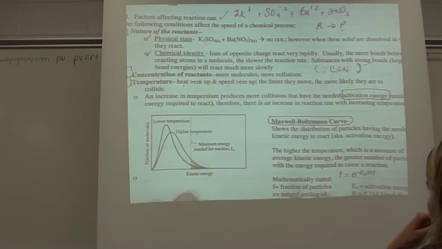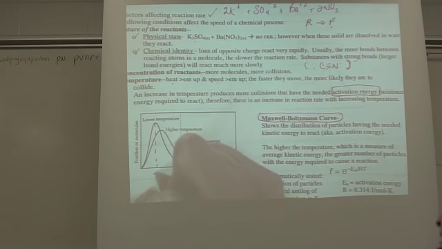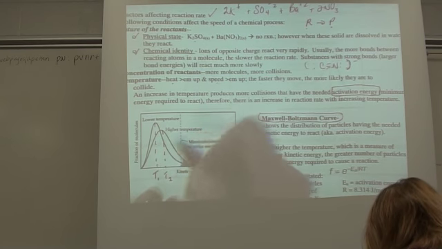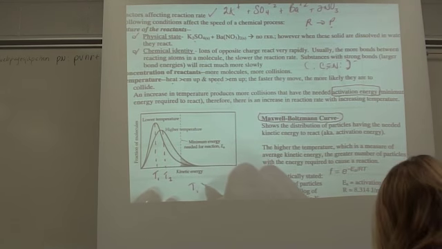So let's say this is temperature 1, and this is temperature 2. Temperature 1 is less than temperature 2. This is the activation energy. So here we go, kinetic energy. If you look at this, as we have increased the temperature from temperature 1 to temperature 2, we've moved this over to the right, and there are more particles that have the requisite energy to react.